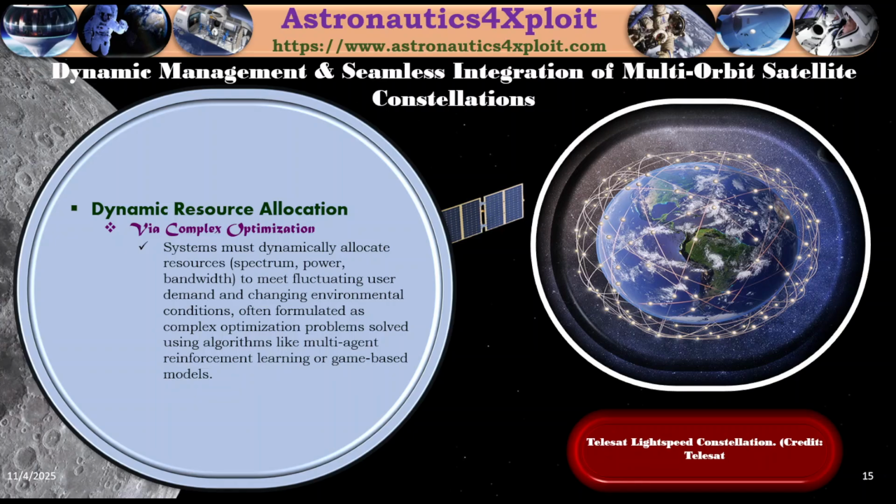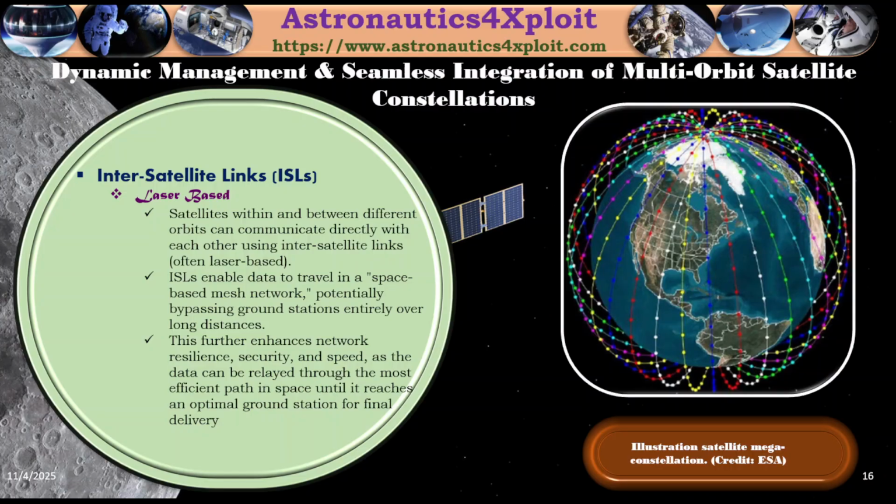Dynamic resource allocation. Systems must dynamically allocate resources such as spectrum, power, and bandwidth in order to meet fluctuating user demand and changing environmental conditions. Telesat Lightspeed constellation is shown in this picture. Intersatellite links. Satellites within and between different orbits can communicate directly with each other using intersatellite links, which are usually laser-based. It enables data to travel in a space-based mesh network, potentially bypassing ground stations entirely over long distances. Illustration of satellite mega constellation is shown in this picture.